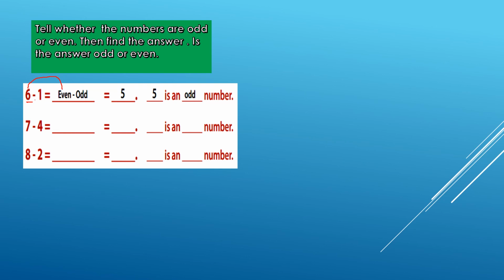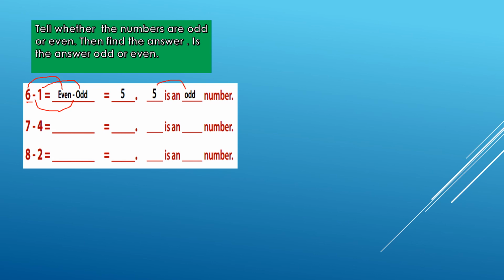Then I put my subtraction sign and I go to the 1. What is the 1? Oh, the 1 is an odd number. So 6 take away 1 gives me 5. Right? So I say 5 is an odd number.